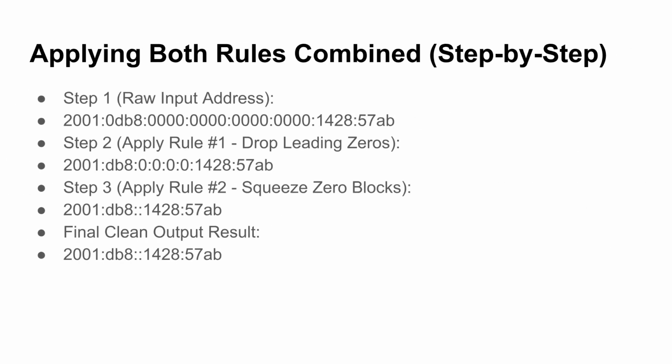Starting with a long address, we first drop the leading zeros in each block. Then, we identify the consecutive zero blocks and replace them with a double colon to reach our final, clean result.